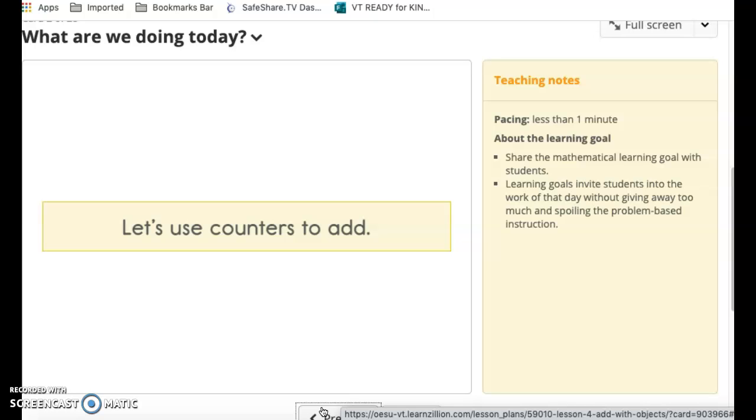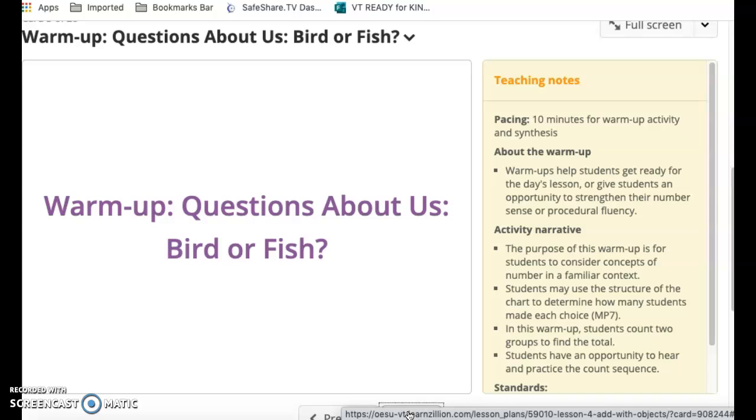So our focus for today is let's use counters to add. We're going to do our warm-up first, and our warm-up is questions about us, bird or fish.